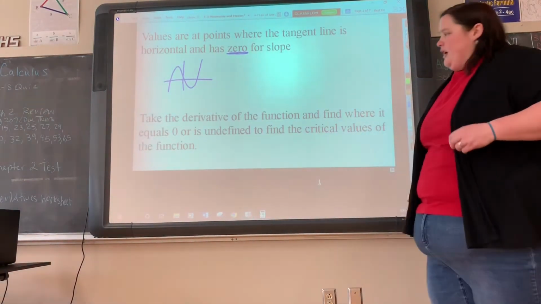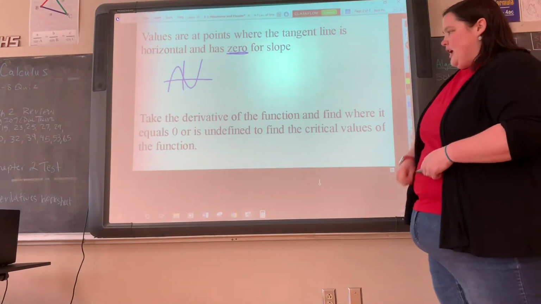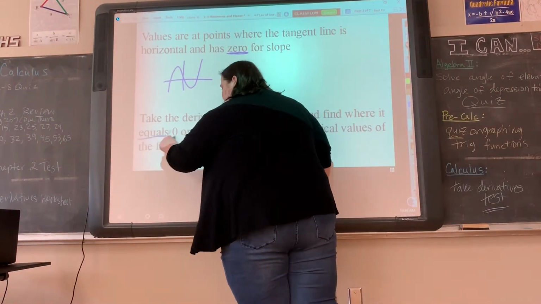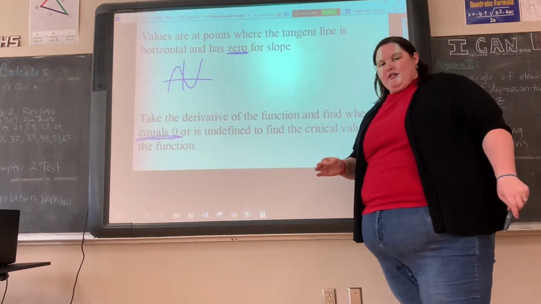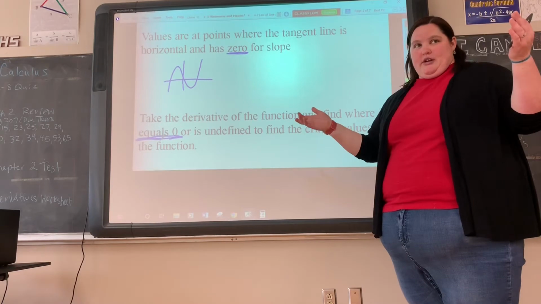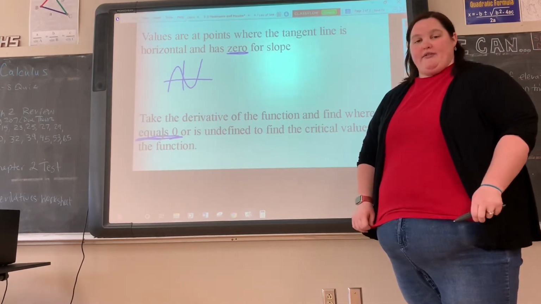So what we're going to do is take the derivative of the function, and we're going to find where it equals 0. Whatever you get for your derivative, we're going to set it equal to 0, and then solve it like we would any other equation. So we're going to solve it and find x.